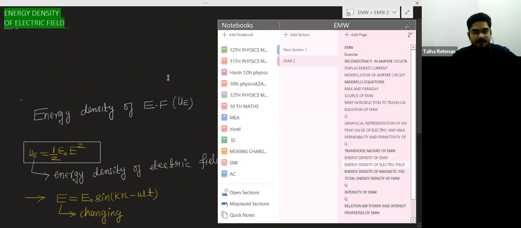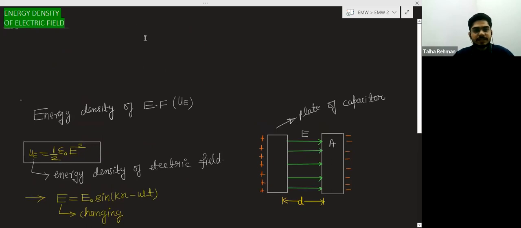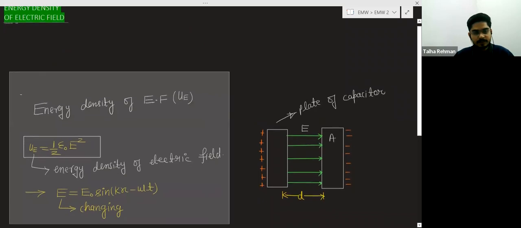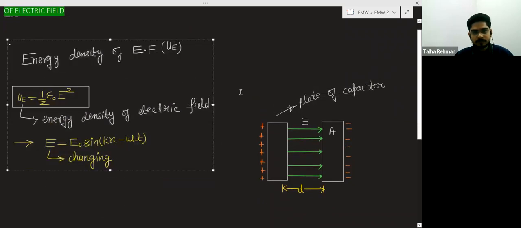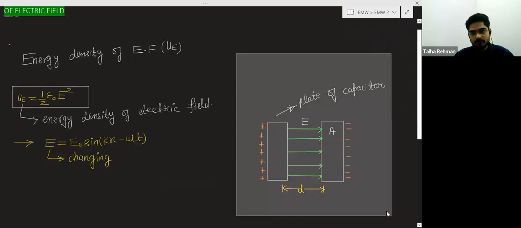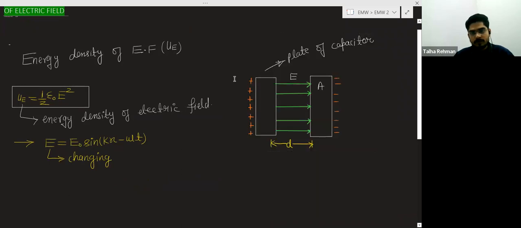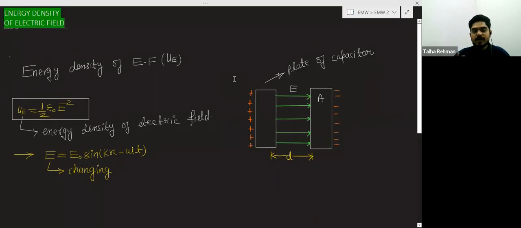Okay, now we will discuss energy density for the electric field. Energy density of the electric field. Suppose this is the capacitor, a parallel plate capacitor, and this capacitor plate has the area A.